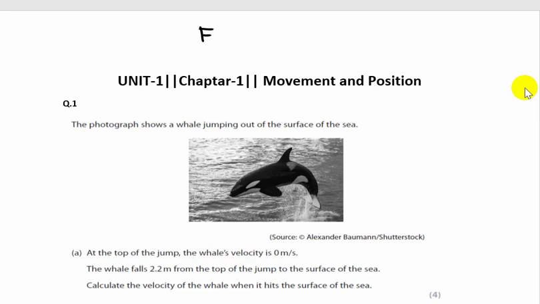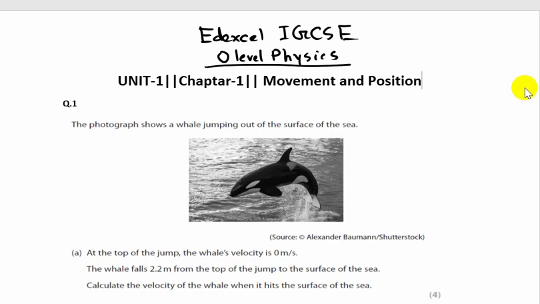Edexcel IGCSE O-level physics, Unit 1, Chapter 1, chapterwise question paper solution. Question number 1.